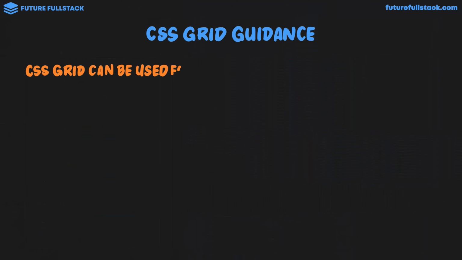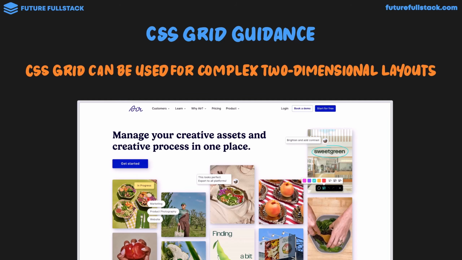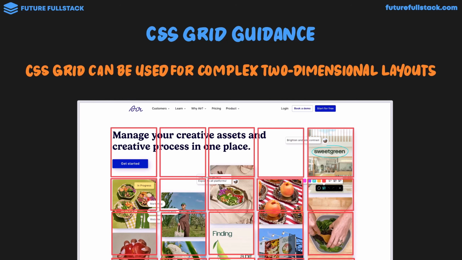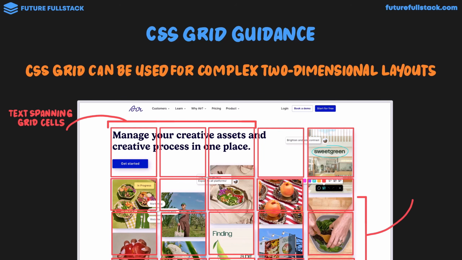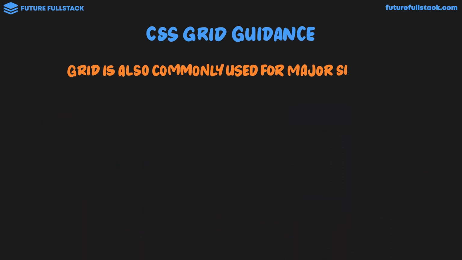CSS Grid can be used for complex two-dimensional layouts. Looking at this page over here, if we were to see the grid, it would actually look like this. This is a very complex two-dimensional layout, where we have elements like text spanning grid cells. That is, our text is actually going across different grid cells. And you can see over here, we have images also spanning cells. So for this design, to achieve this interesting effect of images and text in a complex 2D layout, CSS Grid has to be used. Grid is also commonly used for major sections.